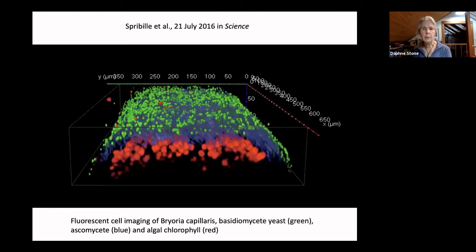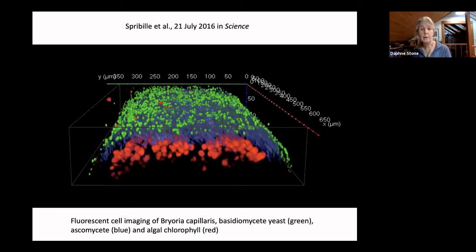And then a shocking new discovery was made a few years ago by Toby Spribille. He figured out that a lot of lichens have another fungus that is always associated with them. This image shows that he fluorescent stained the two different fungi. The green is a basidiomycete yeast, and the blue is the ascomycete fungus that we already knew about. The red in the picture is algal chlorophyll, stained red.